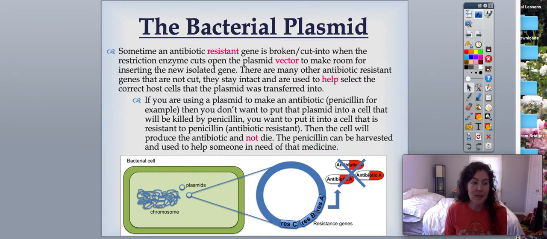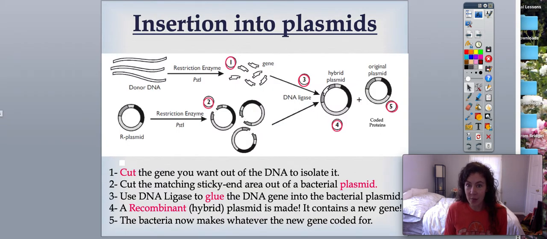All right, here's a picture of how that process would work. I'm a real visual person and I love pictures. So let's follow along. How do we insert a gene into a plasmid? This graphic is going to combine day 1 and day 2 today. So cut the gene you want out of the DNA to isolate it. So that's step 1. It says donor DNA here.